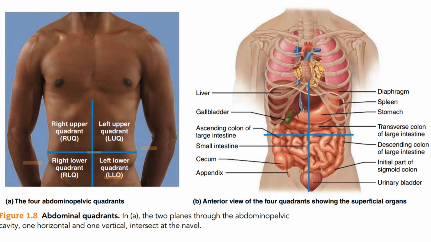Right, so in the right upper quadrant, let's say we have the liver and the gallbladder. Right lower quadrant, we will say cecum and the appendix. Left upper quadrant, stomach, might be some part of the intestine, and might be spleen if it is enlarged enough. And in the left lower quadrant, we will have descending colon and sigmoid colon. So this is important information.